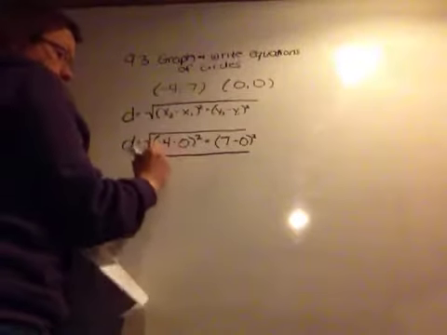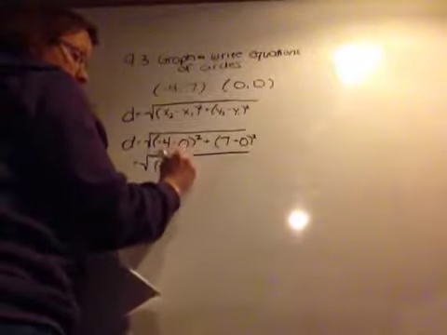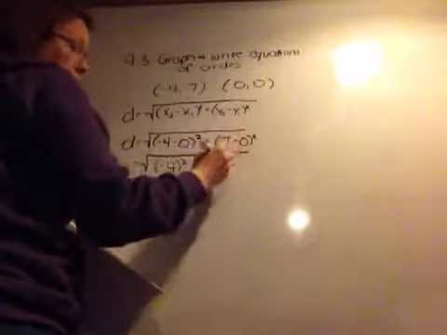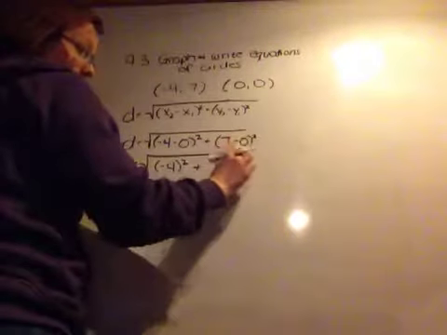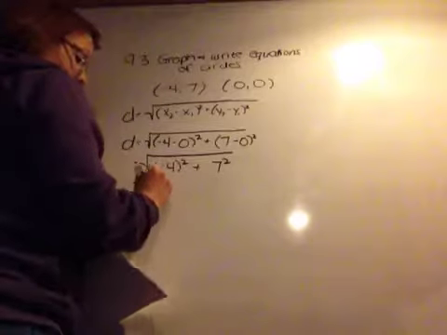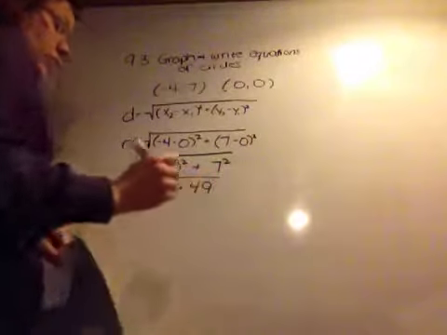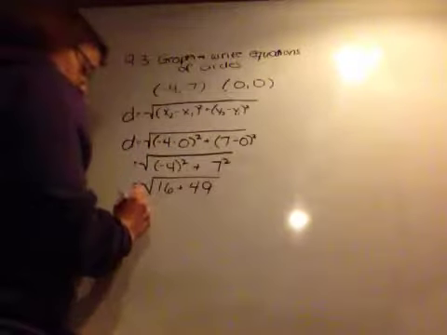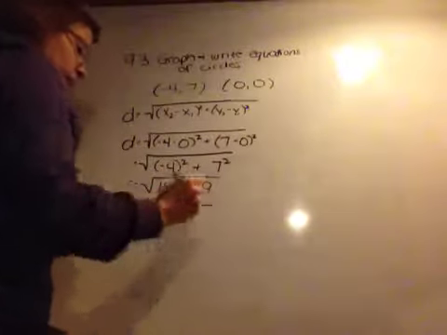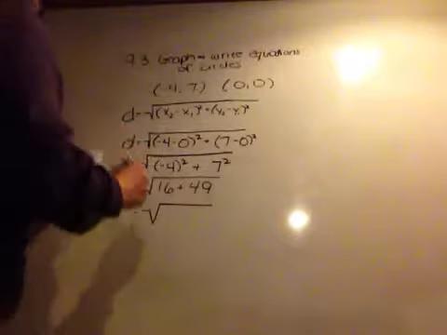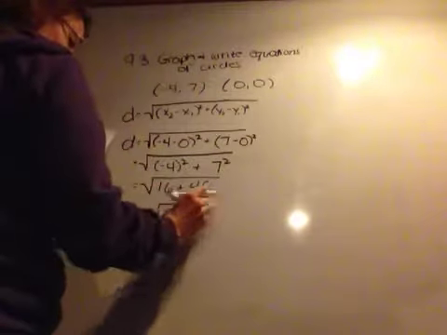Negative 4 minus 0 is negative 4. 7 minus 0 is just 7. Negative 4 squared is 16. 7 squared is 49. And then 49 plus 16 is 65.